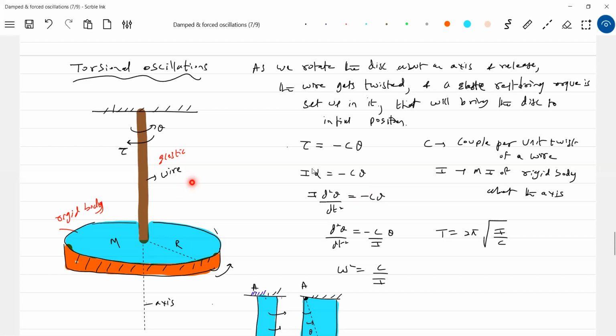Type it. When I ask you to search a movie, everyone will search because you are interested. When I ask you to search on torsional oscillation, students are telling me, sir, how to search. You're not interested. That's why you're asking me. It's a pity that when I say you can search in Google, they ask me, sir, how to search.